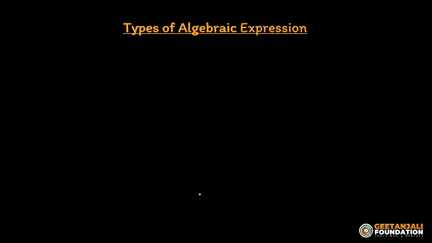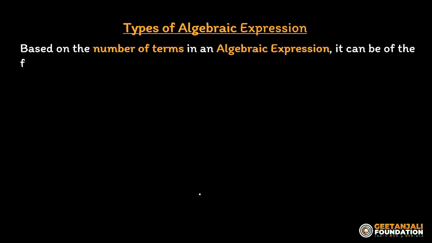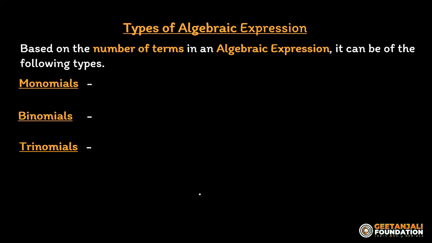Now next is types of algebraic expression. Based on the number of terms in an algebraic expression, it can be divided into the following types, and those types are monomials, binomials, trinomials and polynomials.